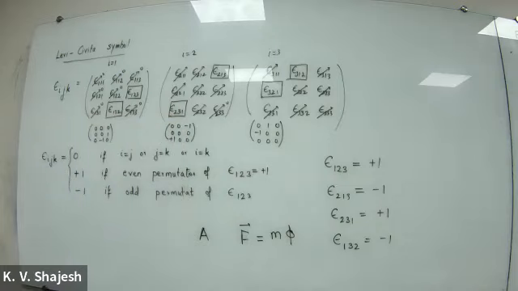Do the same thing with 3. It is epsilon 3jk, aj, bk, that comes out to be epsilon 3, 1, 2, A1B2 plus epsilon 3, 2, 1, A2B1, so that's A1B2 minus A2B1.